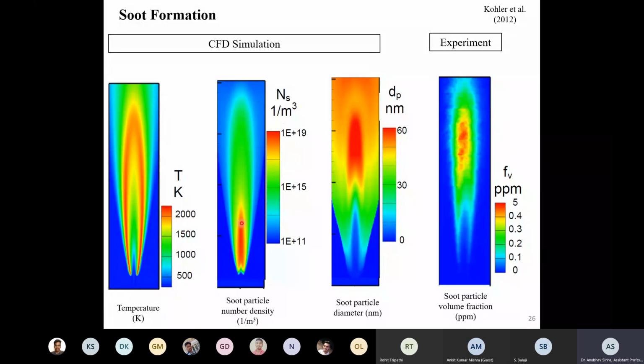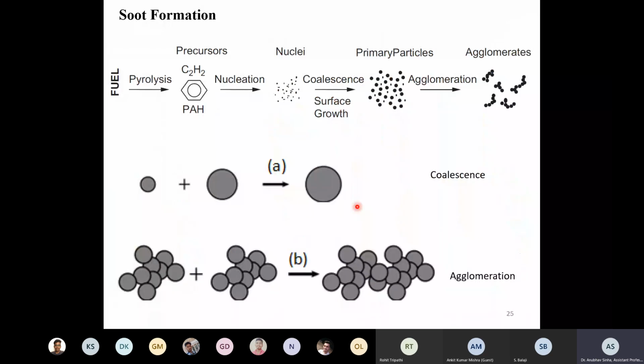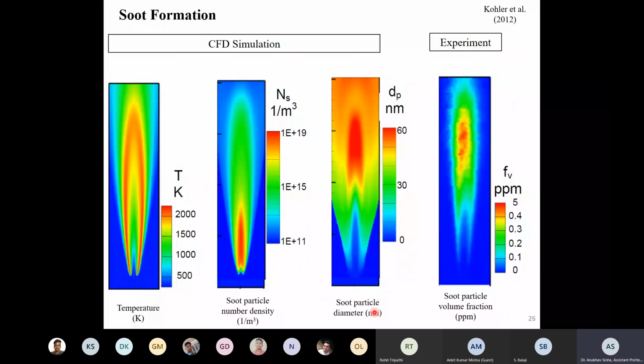Then you see the diameter. This is the average particle diameter in nanometers. Here we have very small particle diameter and a large number actually, right? Then it starts to grow. It starts to make large chains like this. Then we see that the number is decreasing. We have fewer particles here, but we have large size here. Is this clear to everyone?